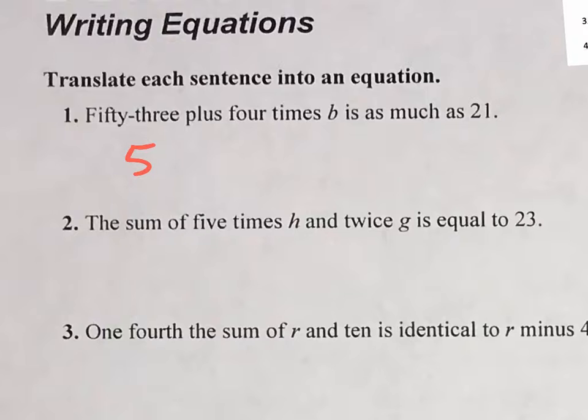Okay, so 53 plus 4 times B is as much as. So what is "as much as"? The equal sign. Piece of cake, and then 21. Done. That's the homework. You guys are jotting it down in your notebook right now. We don't need to solve it. I know some of us already know how to solve, but we're going to start solving simple equations tomorrow.